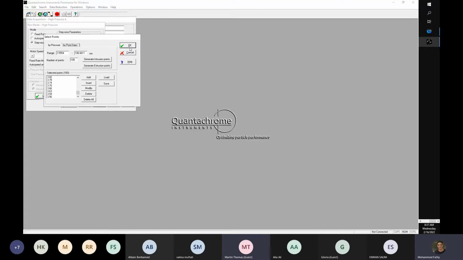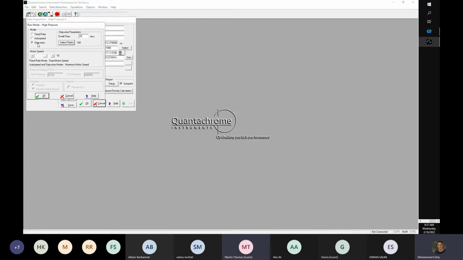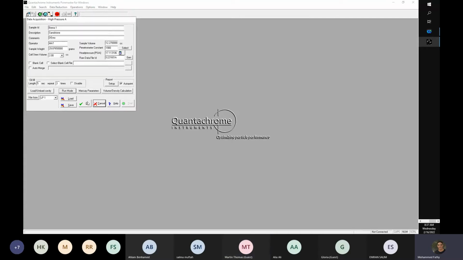Okay, and that's what you do if you're selecting stepwise mode. But you have to know something about your sample. Okay, and that really is all there is to it. Okay, in order for setting up the analysis, it's very simple, especially when you save the parameters and all you're adjusting is the sample information, the sample weight, and sample description.